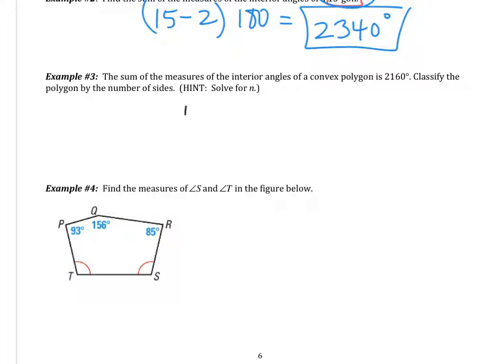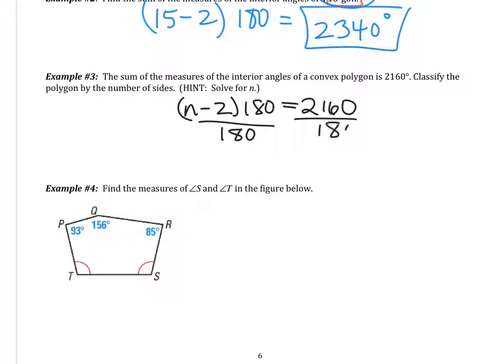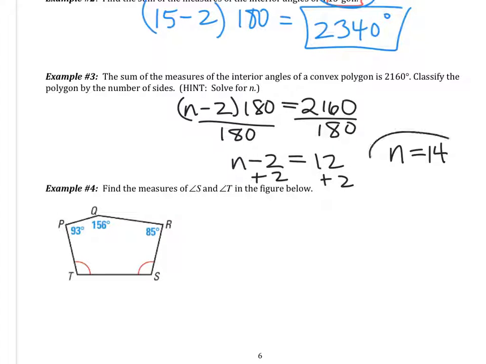Well, this is why. Would you agree that our formula, n minus 2 times 180, should equal 2,160? Do you agree with that? Well, if I'm multiplying by 180, how do I get rid of it? Divide. I'm going to divide by 180. Don't distribute. And now you've got n minus 2 is equal to, what'd you get? You got 12. Then he said, add 2 to both sides. And he got n is equal to 14, which is correct.